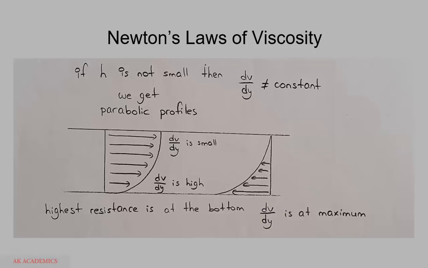dv/dy represents our velocity gradient. When it is high, we have the highest resistance, and when it is small, we have the lowest resistance. Please pay attention to this analysis so you can understand exactly how to put all of these contents together.